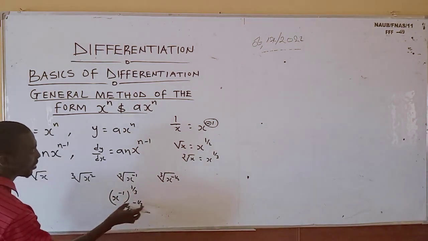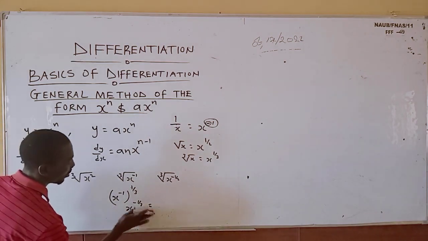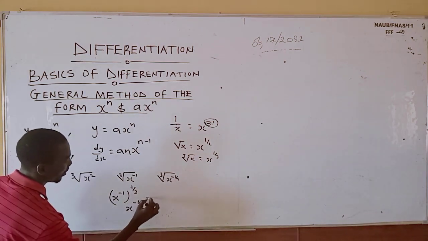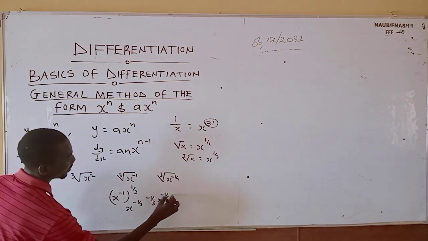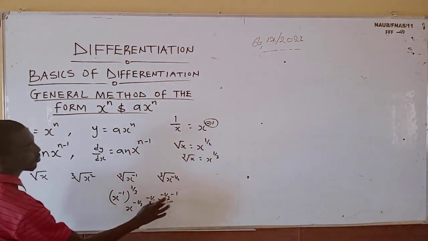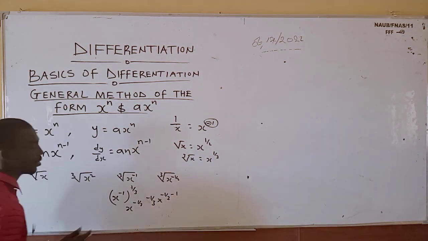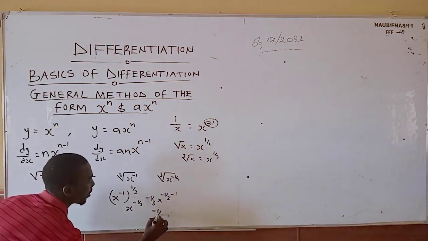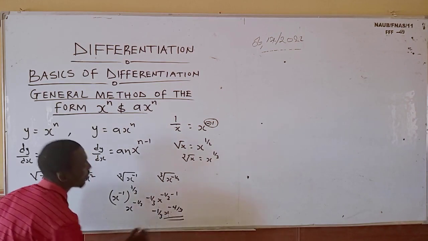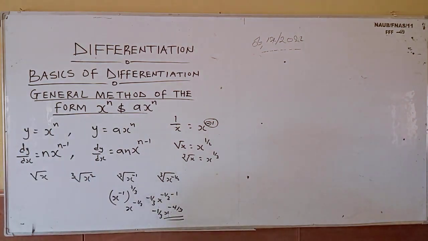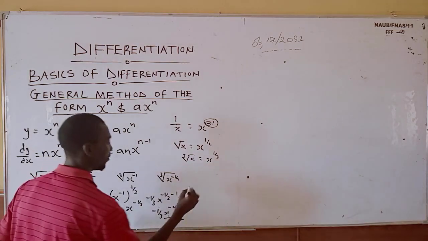Yes, of course. Bring minus 1 over 3, so it is minus 1 over 3 s to the power of minus 1 over 3 minus 1. Minus 1 over 3 minus 1 is nothing but what? Minus 4 over 3. So this is our what? Our answer. So let's solve the last one.